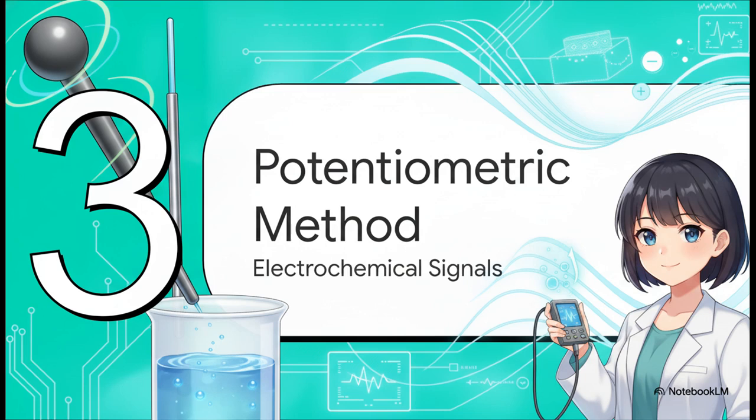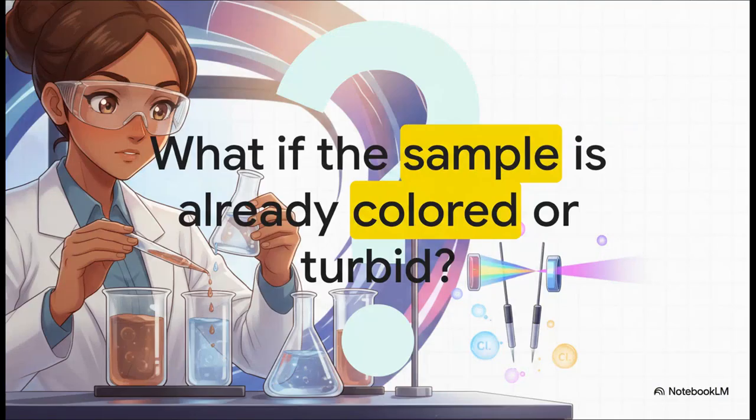Section 3, potentiometry, electrochemical measurement. But hold on, ask yourself this. What if your sample is already colored? Or what if it's muddy or highly turbid? Like, if you are testing raw wastewater, you simply cannot rely on the human eye to see a faint reddish-brown color change in a beaker full of murky liquid. It's just not going to happen.